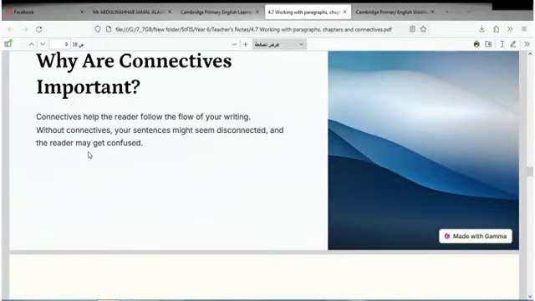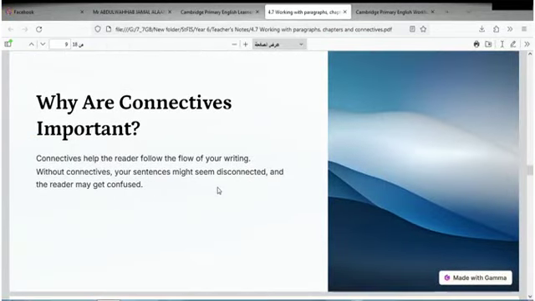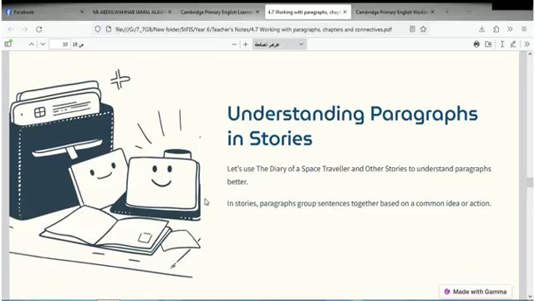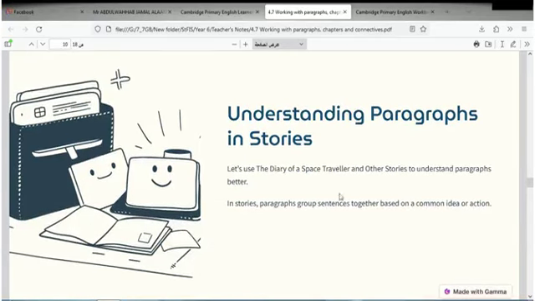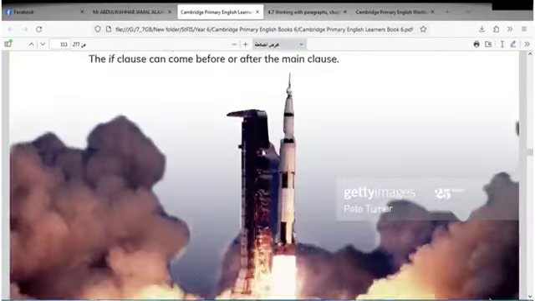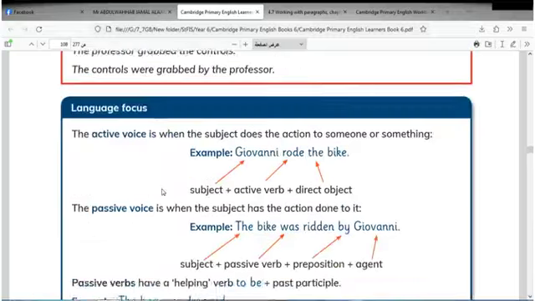Why are connectives important? As I said, connectives help the reader to follow the flow of your writing. Without connectives, your sentences might seem disconnected and the reader may get confused. Let's use the Diary of a Space Traveler and other stories to understand paragraphs better. And remember, in stories, paragraphs group sentences together based on a common idea or an action. I will go and apply what I've learned on the reading text.